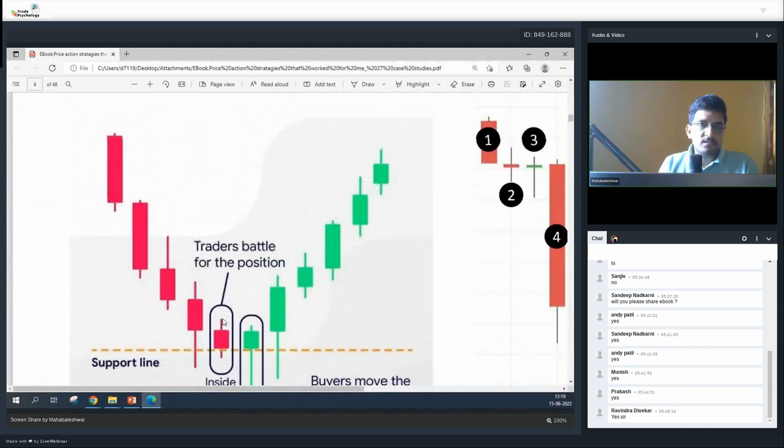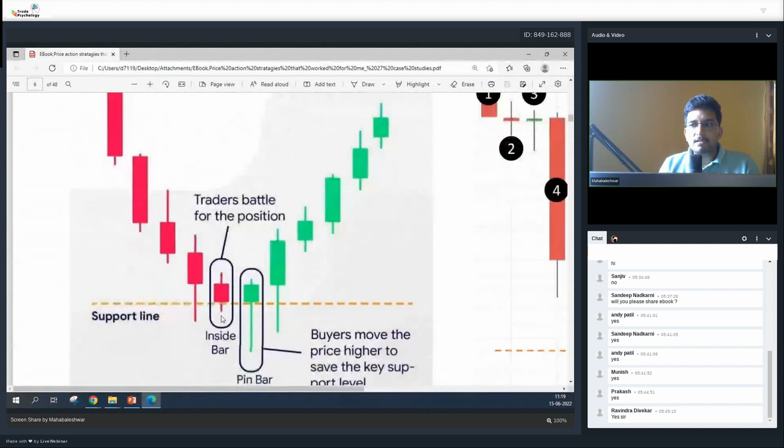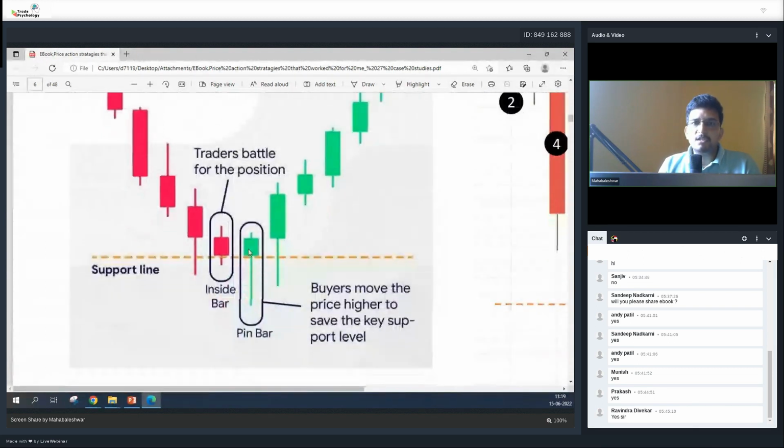So in candlesticks, whenever you're seeing a sharp fall or a sharp rally, there will be a sign of reversal or a sign of doji in the market. So you can see the next candle is nothing but a pin bar. This is a strong reversal signal in the market.